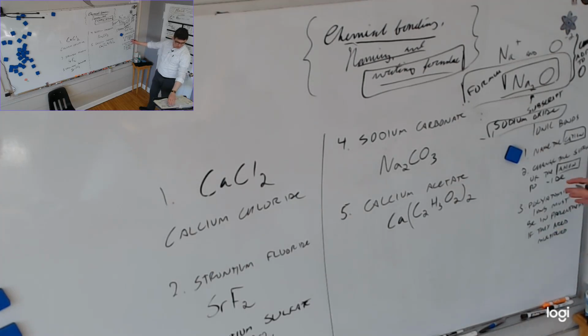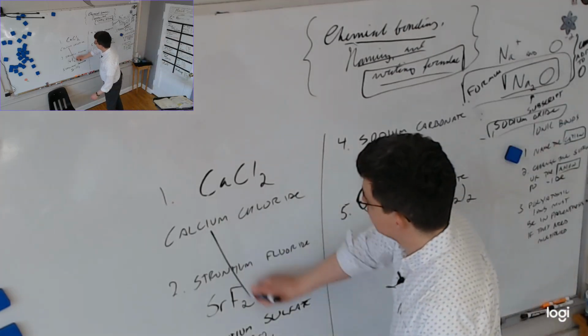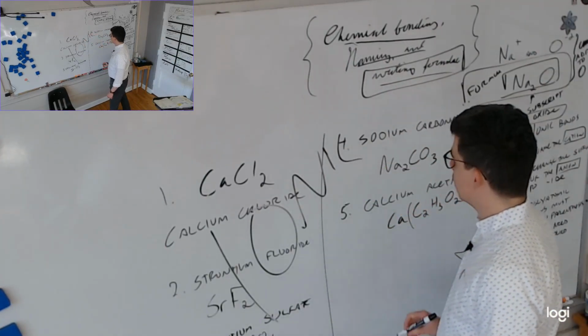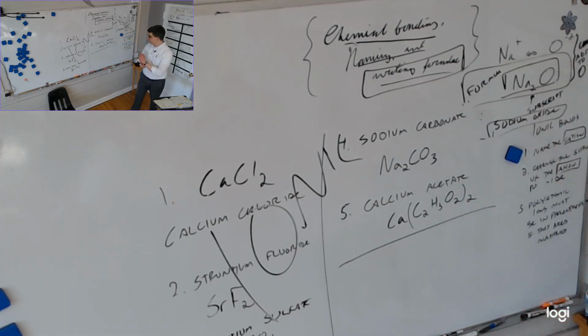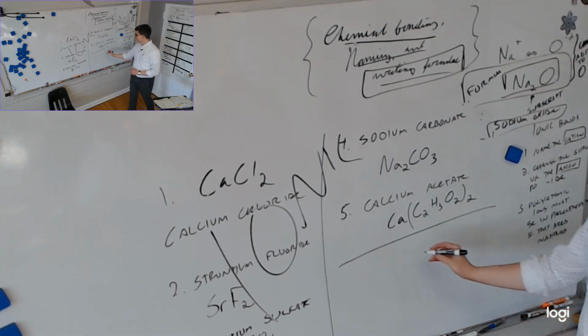And all of this was for what kind of bonding? Ionic. Everything here was ionic bonding. Covalent is quite a lot easier. Let's do that real quick before we have to go. The covalent is quite a lot easier.